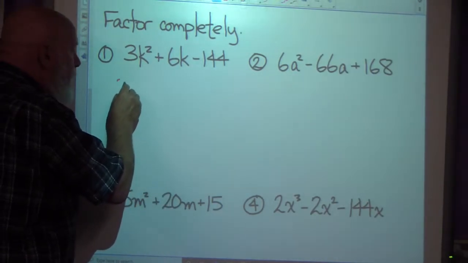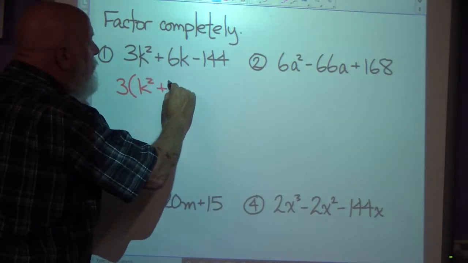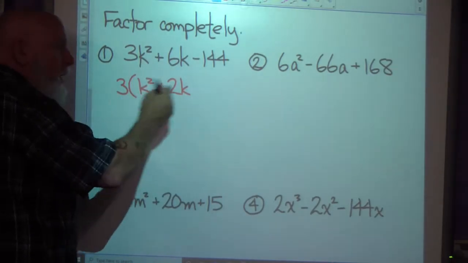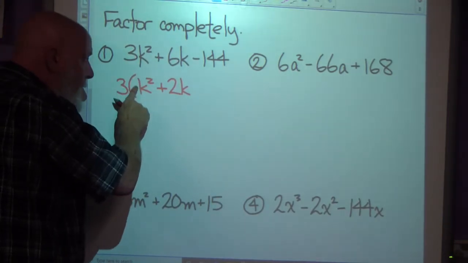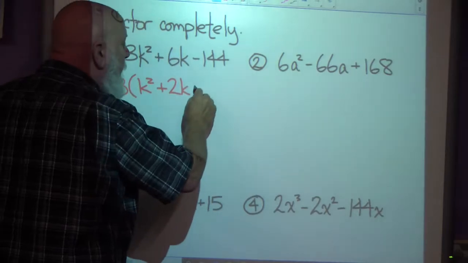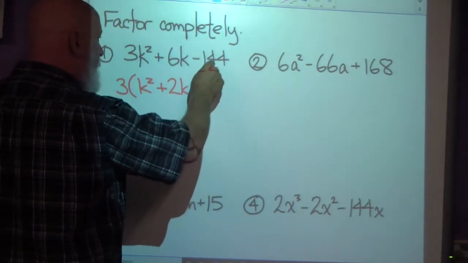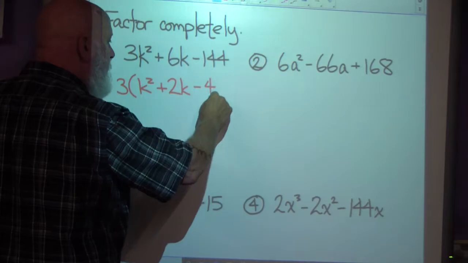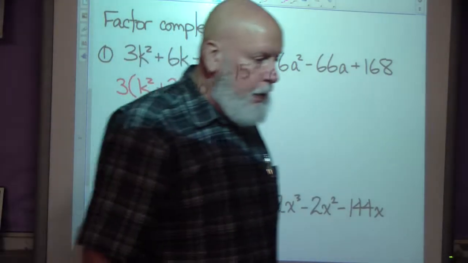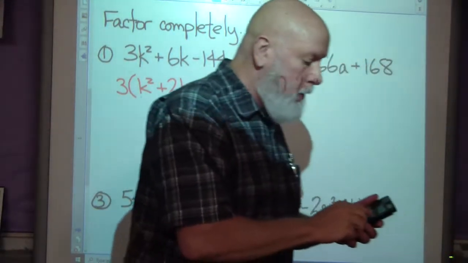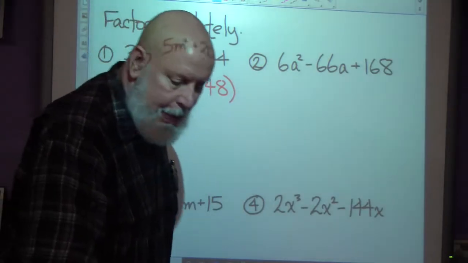The 3 isn't disappearing. I'm just going to say, okay, this is 3 times k squared plus 2k. I've pulled the 3 out of there. When you pull it out, you're dividing each term by 3. This is 1k squared. 3 divided by 3 is 1, invisible or implied. Minus 144 divided by 3. Well, 3 goes into 14 4 times, has a remainder of 2. 3 goes into 24, 8, is that right? Let me check that with my calculator. My brain is not working correctly this morning, as usual. 144 divided by 3. Yay, go me.